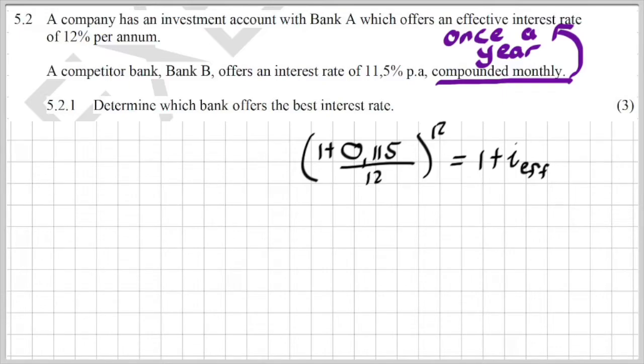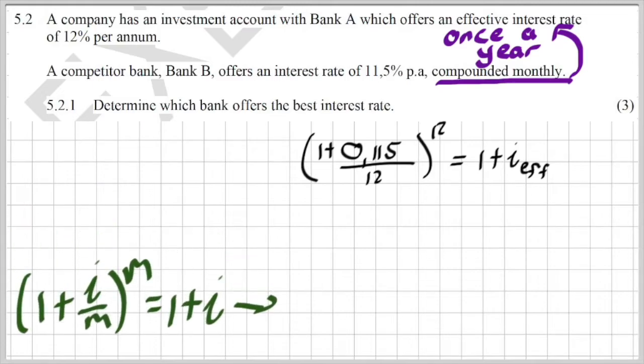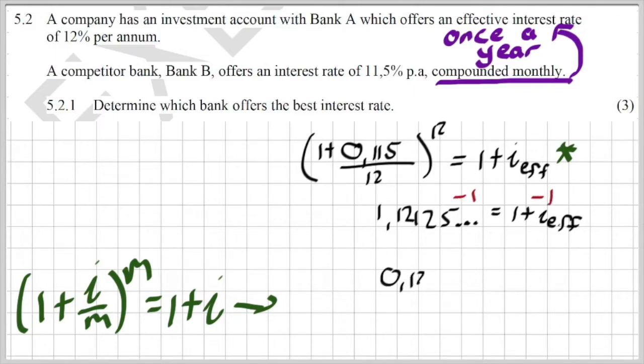Remember, this comes from the formula (1 plus i over m) to the power m is equal to 1 plus i. It's the same formula, just with substituted values. I'm just going to drag it down a little bit because I'm going to write at that place a little bit later on. I want to now calculate the effective interest rate. So I'm going to calculate the left side and subtract 1 on both sides. And this is going to give me i effective.